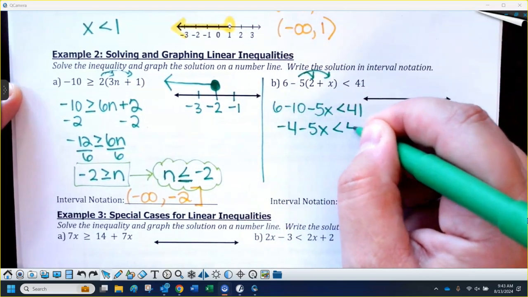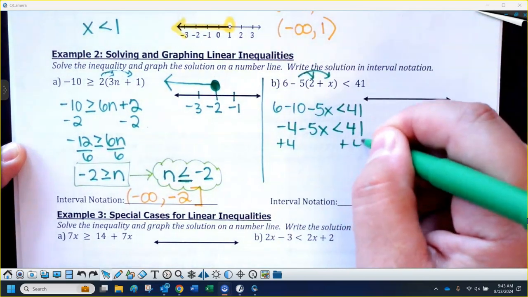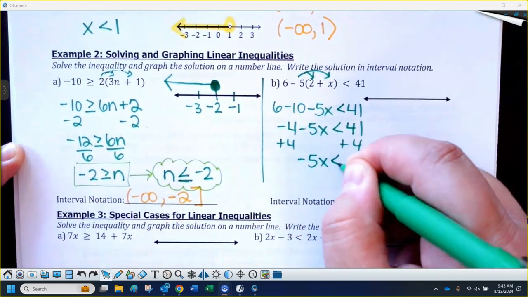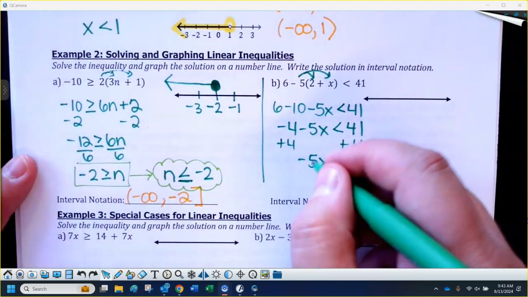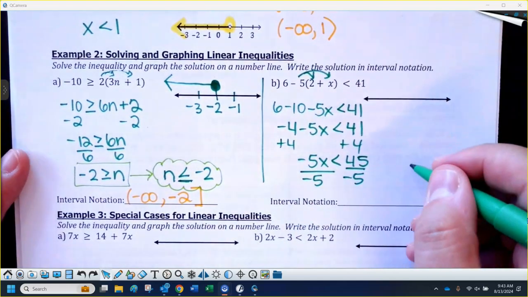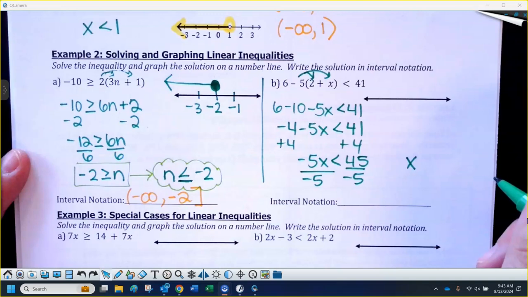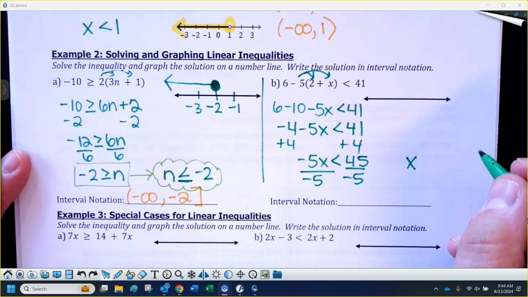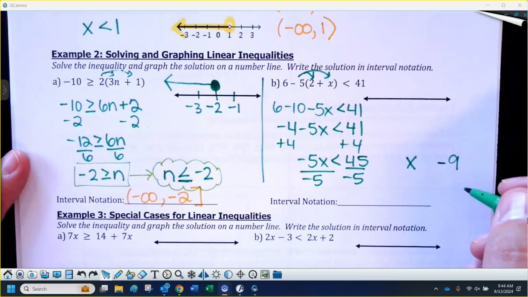Perfect. All right, where do you want to go from there? Heck yeah. All right, so we got -5x is less than 45. What do you want to do after that? Okay. And what would you then write? You're fine, you're fine. No, you're fine. I'm just going to ask you guys.